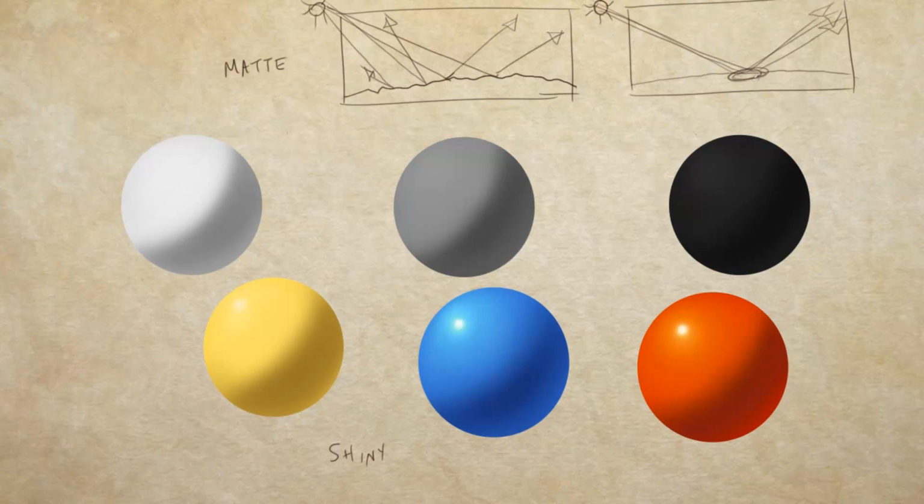So if you want to make something more shiny, concentrate the highlight. If you want to make it less shiny, spread it out more and more. And also with reflected light, shinier surfaces are going to get more reflected light.